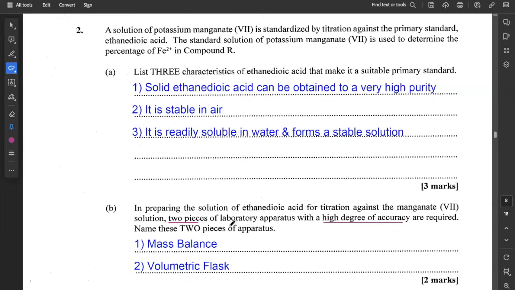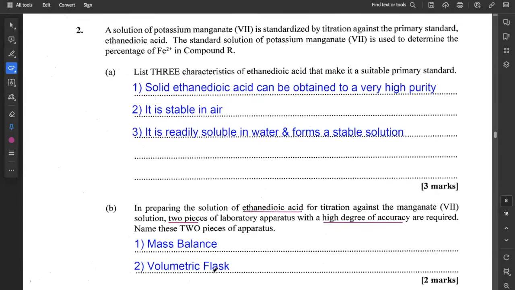So you know, when we're preparing the primary standard solutions, we're gonna need a mass balance, right? So for that mass balance, we're gonna be using that to weigh out the solid ethane dioic acid. And then we're gonna have to put that in a volumetric flask, right? And then make the solution finally in that flask. And so we need a mass balance to weigh out the mass of the ethane dioic acid that we're gonna use to make that primary standard solution.